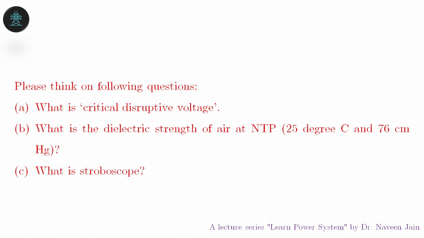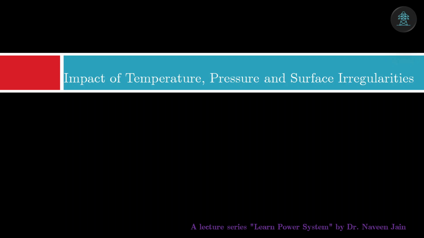Please think on following questions. What is critical disruptive voltage? What is dielectric strength of the air at NTP? Or you can say temperature at 25 degree Celsius and 76 centimeter on mercury scale. What is stroboscope? Impact of temperature, pressure and surface irregularities.